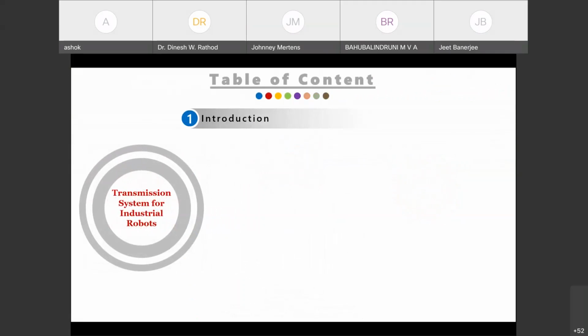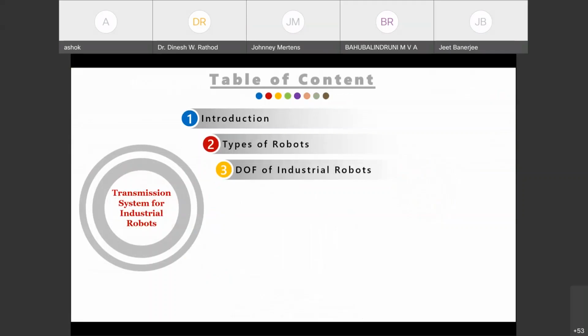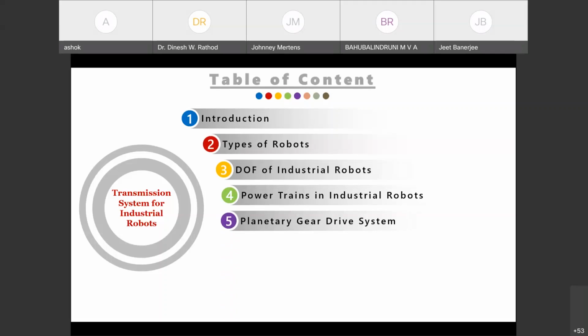The presentation starts with the introduction by comparing the human skeleton and capabilities with the industrial robots. Second is the type of robotic system used in the industries. And third, the term degrees of freedom and how the degrees of freedom is determined from the robotic system. Fourth, the overview of the skeleton of the powertrains used in the industrial robot systems. Then fifth, the planetary gear arrangement used in the robotic actuators.